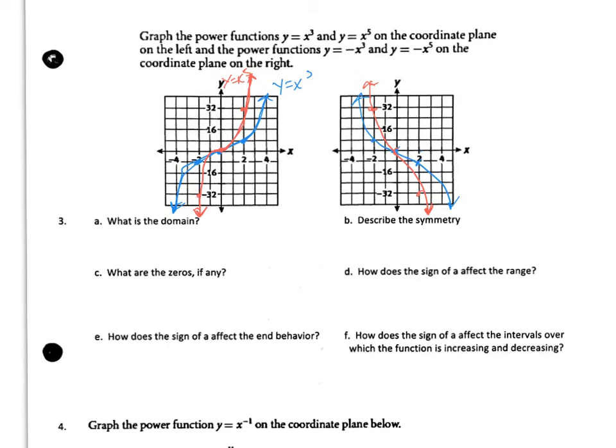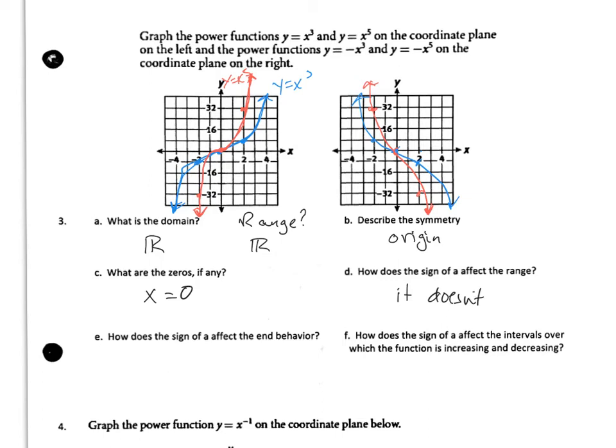Now what's nice about this is the domain for all of this is all reals. They don't ask you this, but they will eventually, so I'm going to start it here. What's the range for all of these? Well, it goes all the way down to all the way up, so this is also all reals. Describe the symmetry. This all has rotational symmetry because they're odd, so it's origin. All the zeros are the same, x equals 0. How does the sign affect the range? Well, it doesn't.